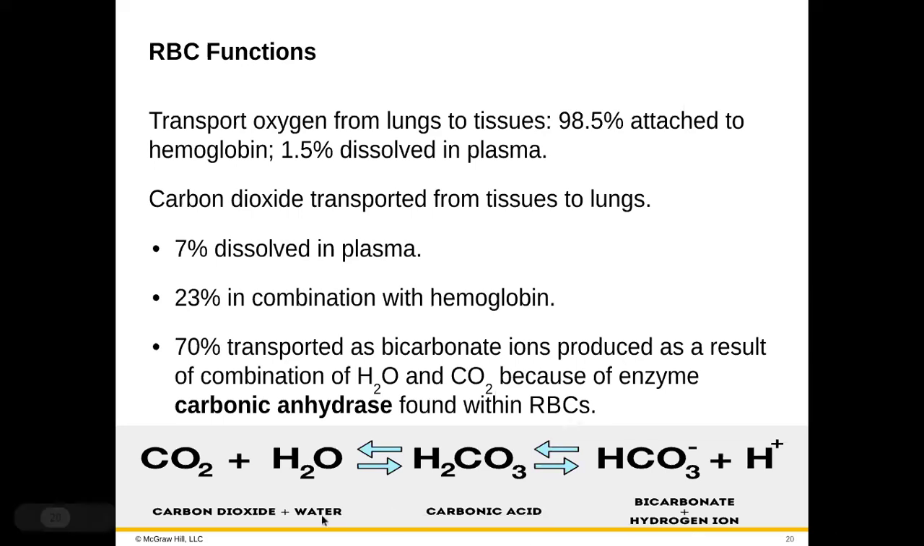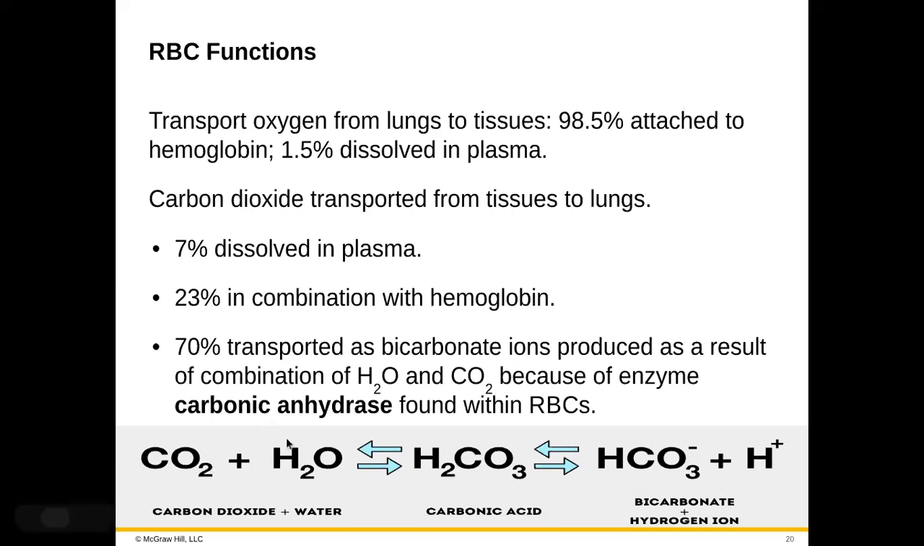So we can see our little chemical equation here. We have carbon dioxide and water. This can then shift into carbonic acid, which can then shift into a bicarbonate ion and a hydrogen ion. And we'll really get into this in renal physiology and a little bit later in this chapter. When we increase amounts of carbon dioxide in blood, what happens? How does this affect the bloodstream?